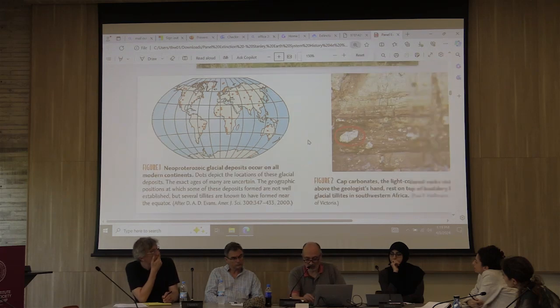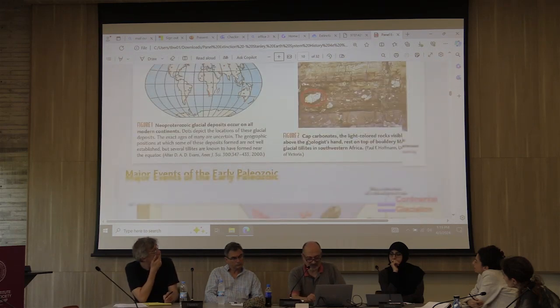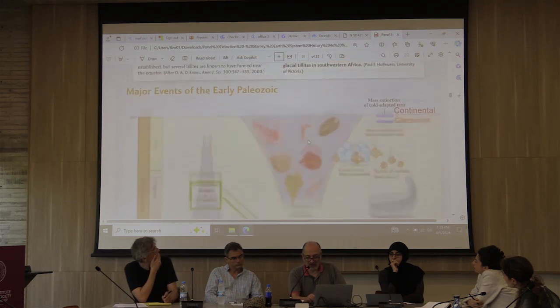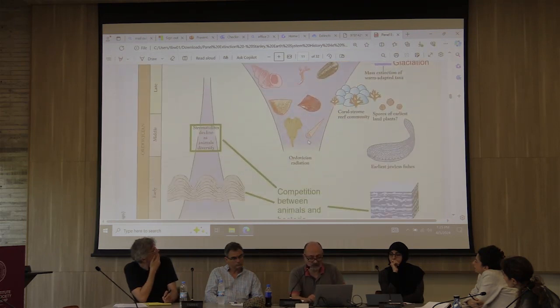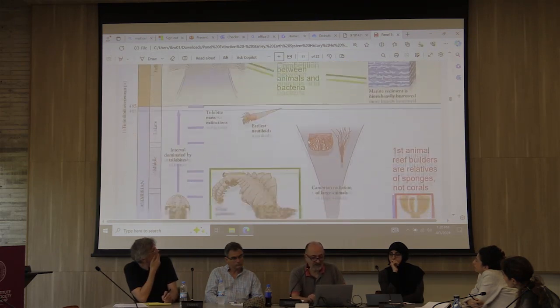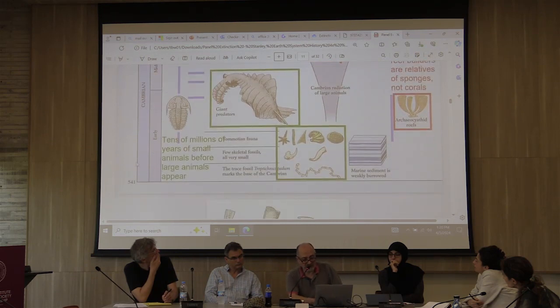These are our tools to tell the history, examples of these tools. Okay, we go ahead with the history of the Earth. Here we are at 541 million years ago, which means at that time we start to have animals on Earth. The earliest animals are small in size, and then later we get larger animals.